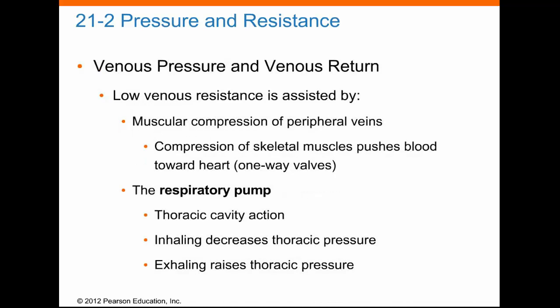Venous pressure and venous return. Low venous resistance is assisted by muscle compression of peripheral veins. So the compression of skeletal muscles pushes blood one way with the one-way valves, which is what we spoke about in the previous lecture, the valves of the veins.